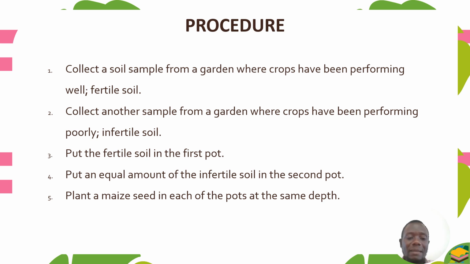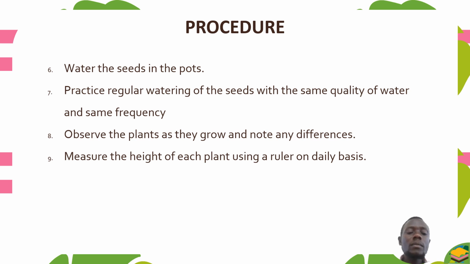Then you have to plant maize seed in each of the pots at the same depth. The only difference should be the fertility of the soil. One soil is fertile, the other is not. Then you have to water the seeds in the pots. Practice regular watering of the seeds with the same quality of water and the same frequency.